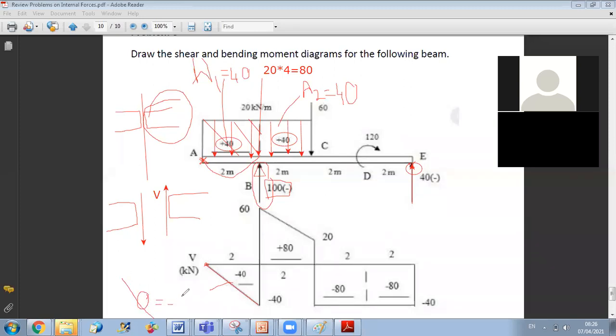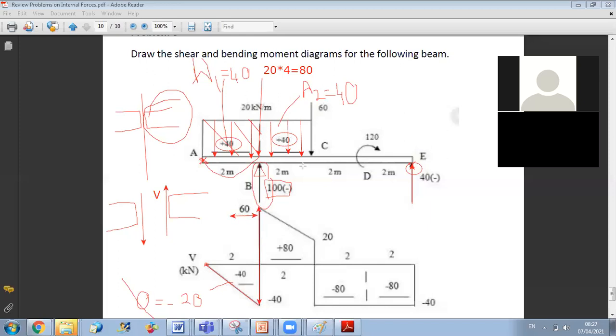Now I should stop at B because I have a concentrated force. Whenever I have a concentrated force, it will cause a jump. Since it's a positive force, it will cause an upward jump. So I go to minus 40 here, because the area is equal to 40 and I subtract from 0, minus 40, because omega is downward. Then, because of the concentrated force at B, which is plus 100, I have a positive jump of plus 100. So minus 40 plus 100 will give me plus 60.